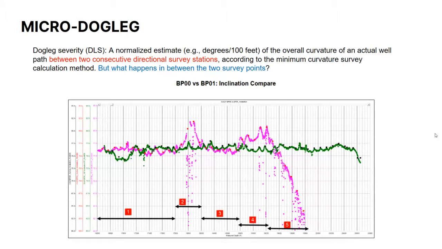Like in this case, clearly something happened in this second section, section number two. The continuous inclination showed that the inclination had a drop that we couldn't catch when we were using just the survey stations. And this is reflected in the end into micro objects in between that we couldn't catch.